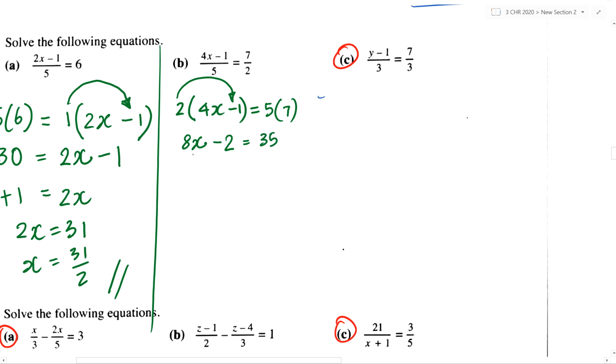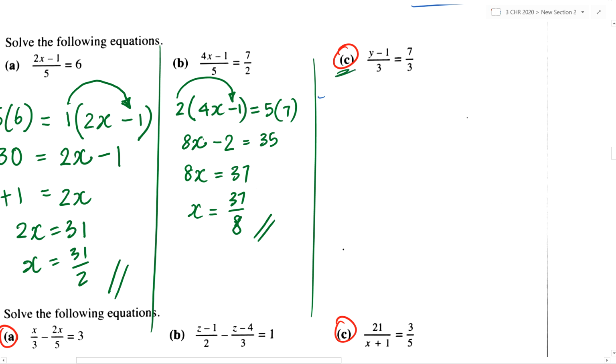Now 8x minus 2. Something minus 2 gives you 35. You take away 2 from something, gives you 35. What must that something be? This 8x must be 37, which is 35 plus 2. So you see, if 8x is 37, you take away 2, then you will get 35. Okay, right now we know that 8x is 37. x must therefore be 37 divided by 8. Now your turn to try part C.